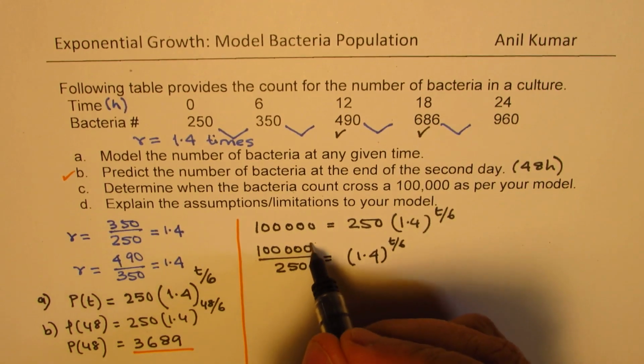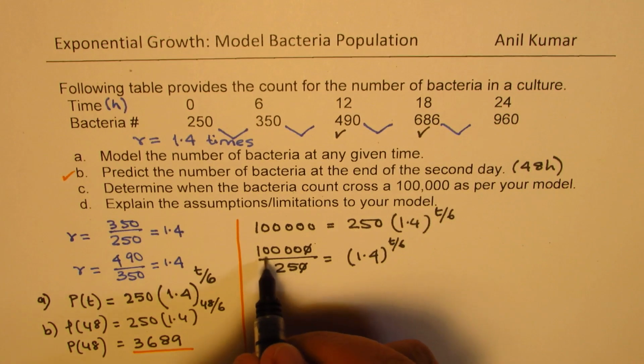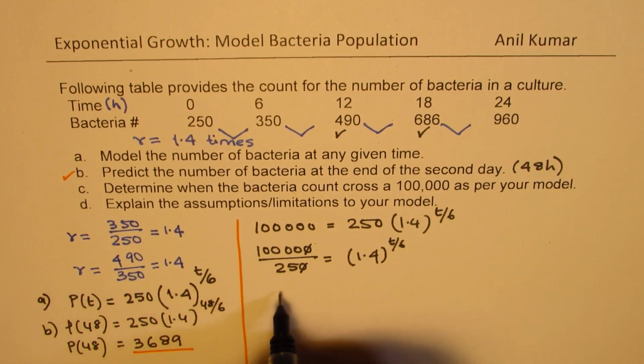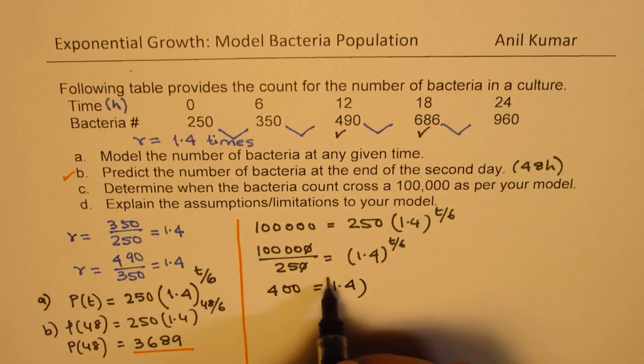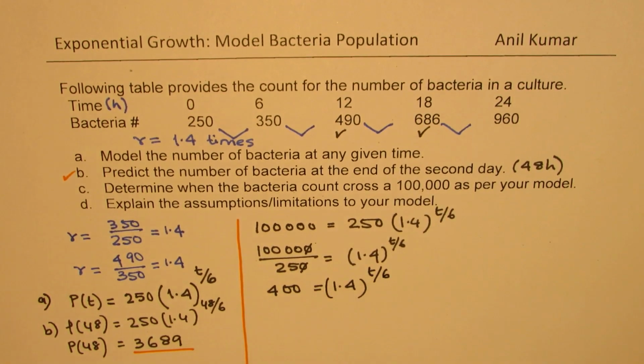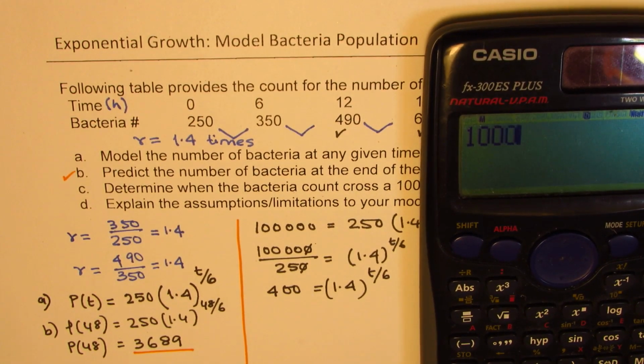Now, 1 cancels, 25 in 100 goes 4 times, right? So we have 400 here. So we can write this as 400 equals 1.4 to the power of t over 6. Correct? Well, you can use a calculator to do the division. Also, we have 100,000 divided by 250, and that is 400.